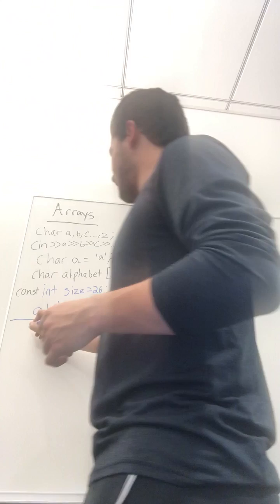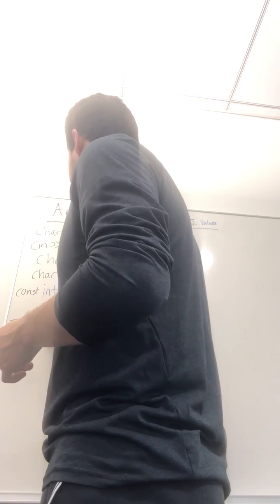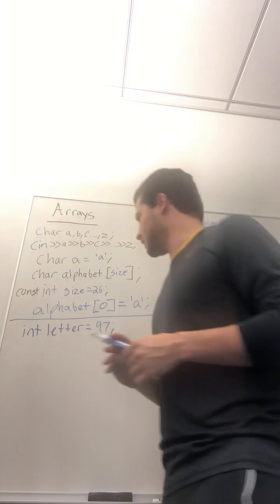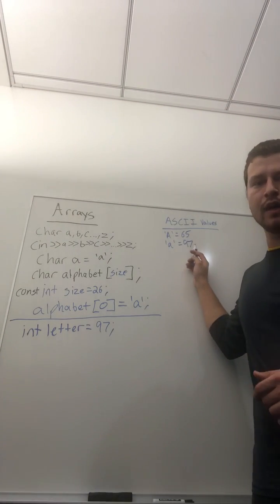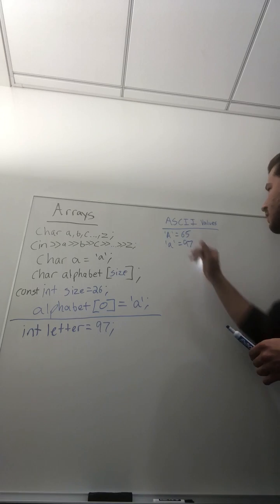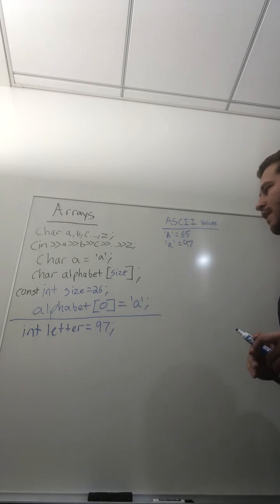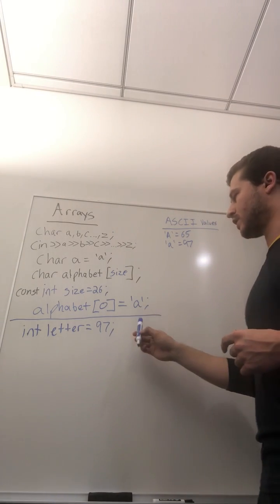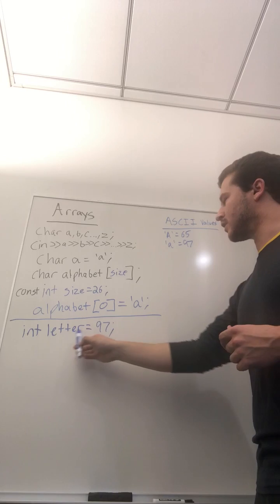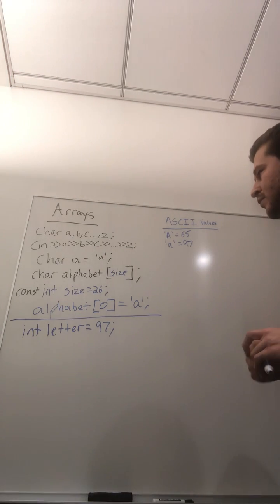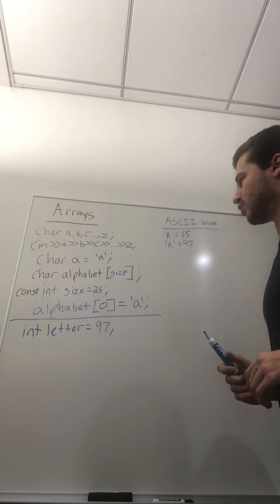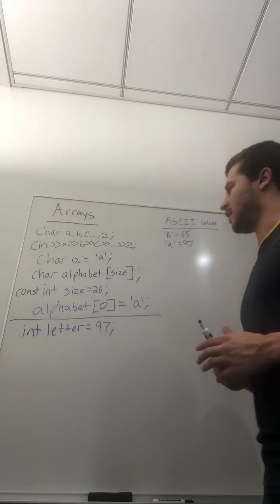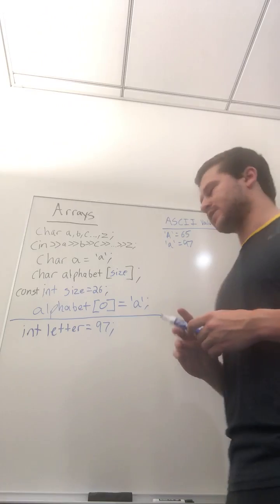Well, we could create an int letter equals 97. Why 97? Because 97 is the ASCII value of lowercase a. If we wanted to do uppercase A, we could do 65. We could have them both together in an array of size 52. But we're just going to go with the lowercase letter. So we've got this int letter equals 97. Great. We've also got our const int size equals 26. And we've got our array of chars called alphabet.